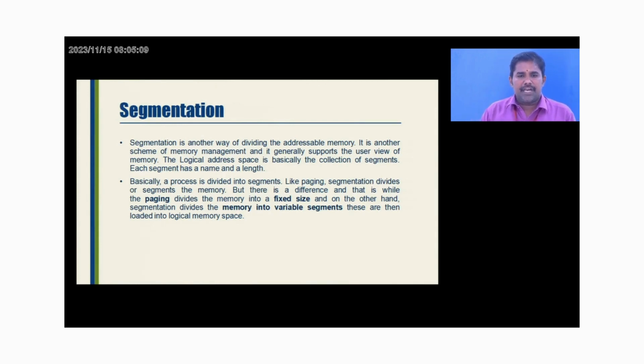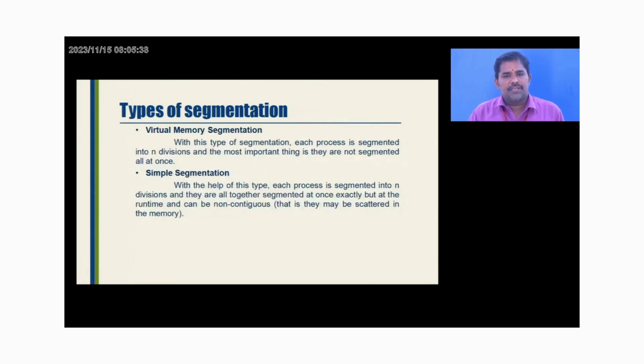We simply try to convey that segmentation is about segmenting, or dividing, the whole memory. Like paging, segmentation divides the memory, as I said earlier. But there is a difference: while paging divides the memory into fixed-size pages, segmentation divides the memory into variable-size segments. That is the primary difference between paging and segmentation.